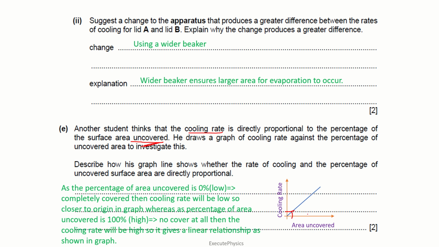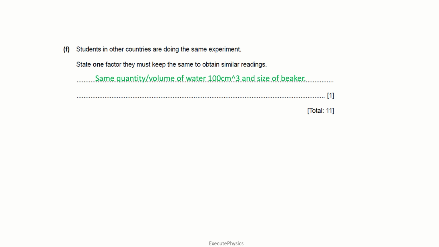Now if the uncovered area is 100%, that is, it is completely open, what happens? The rate of cooling would be much faster. So we'll have a higher cooling rate. So the point falls over here. So this again proves that it is a linear relationship. This is how the graph would look. So you can write a statement like this to prove the same. Okay. So moving to the next one.